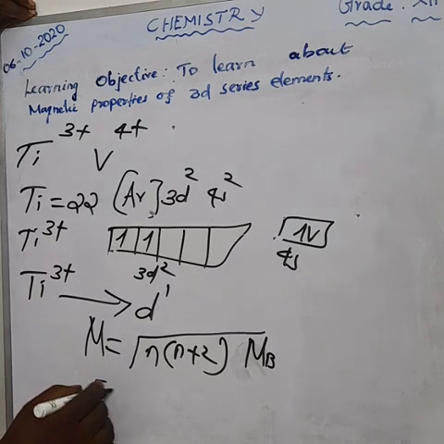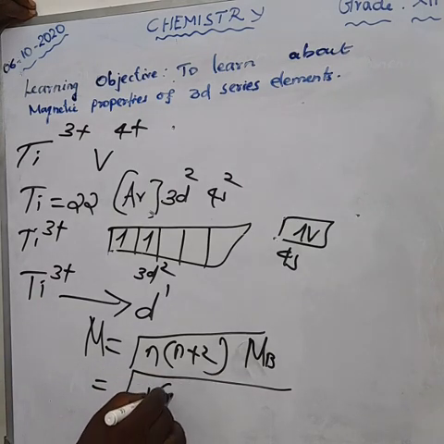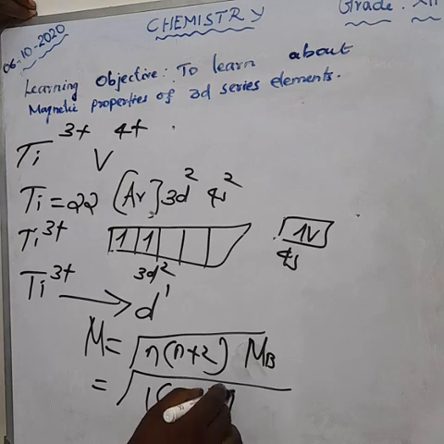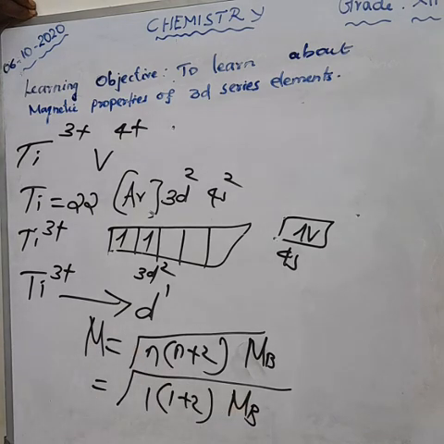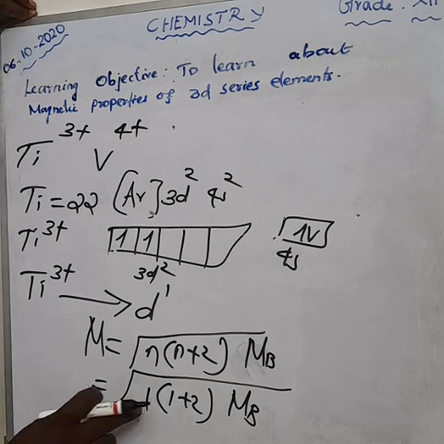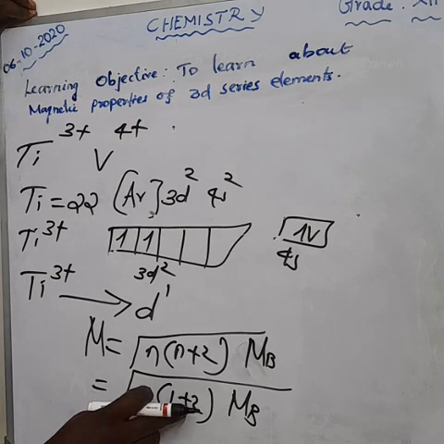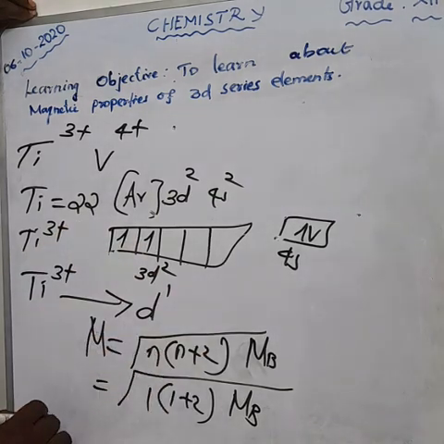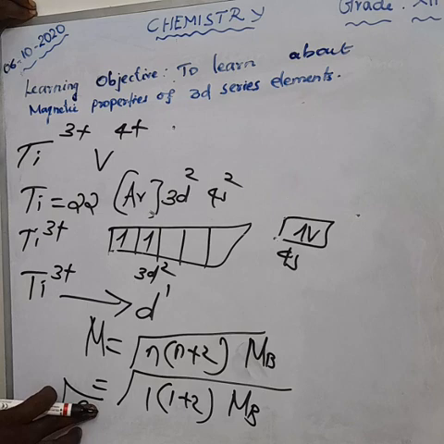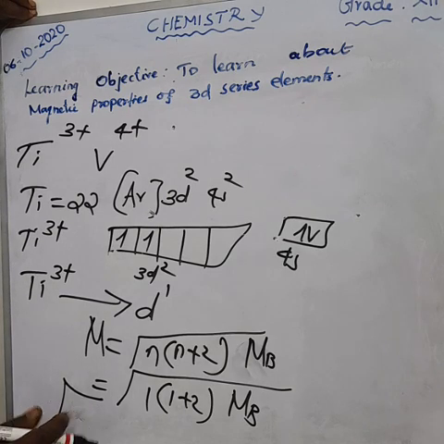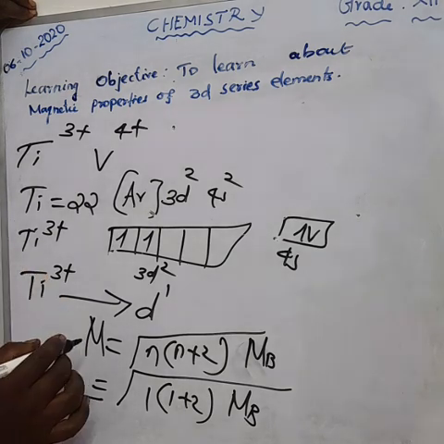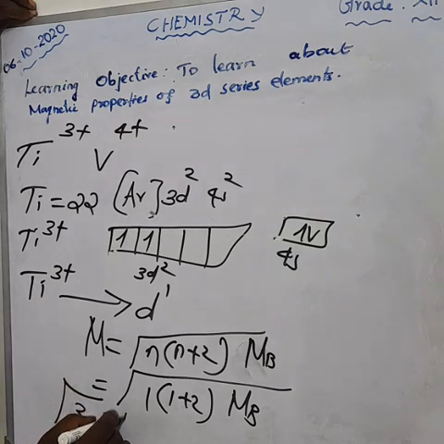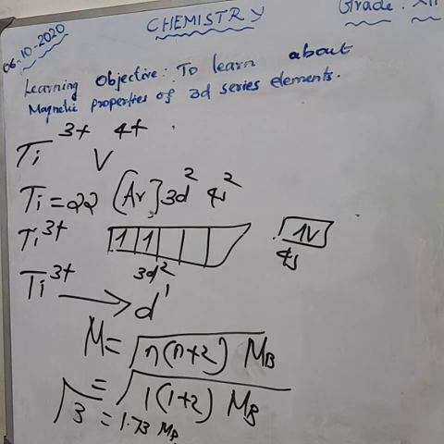So how will you write? Mu is equal to root of 1 into 1 plus 2 Bohr magneton. So what's the answer? 1 into 1 plus 2 is equal to 3. That means we get root 3. What's the root 3 value? The root 3 value is approximately equal to 1.73. 1.73 mu B. That's the value. The root 3 means 1.73.